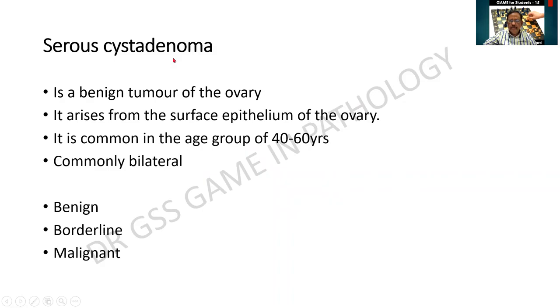Serous cystadenoma. It is a benign tumor of the ovary. It arises from the surface epithelia. It is common in the age group of 40 to 60 years and commonly bilateral. It can be divided into a benign, borderline, or a malignant tumor based on the histology.